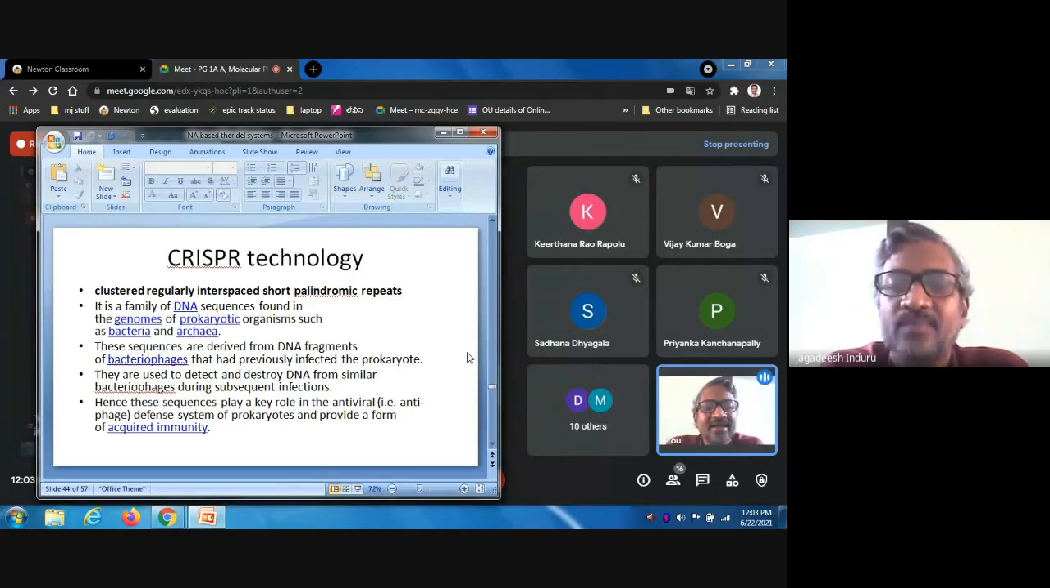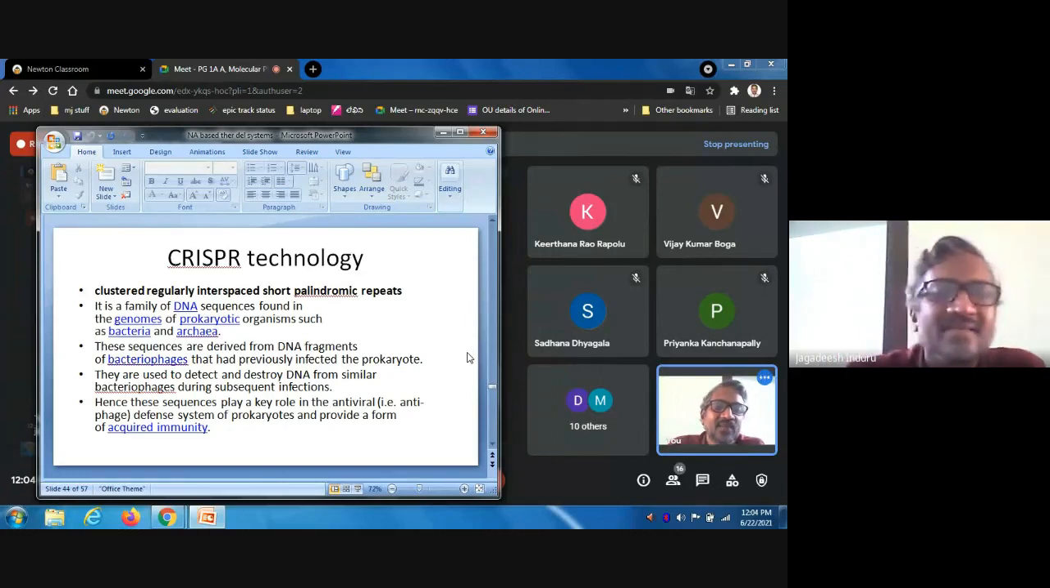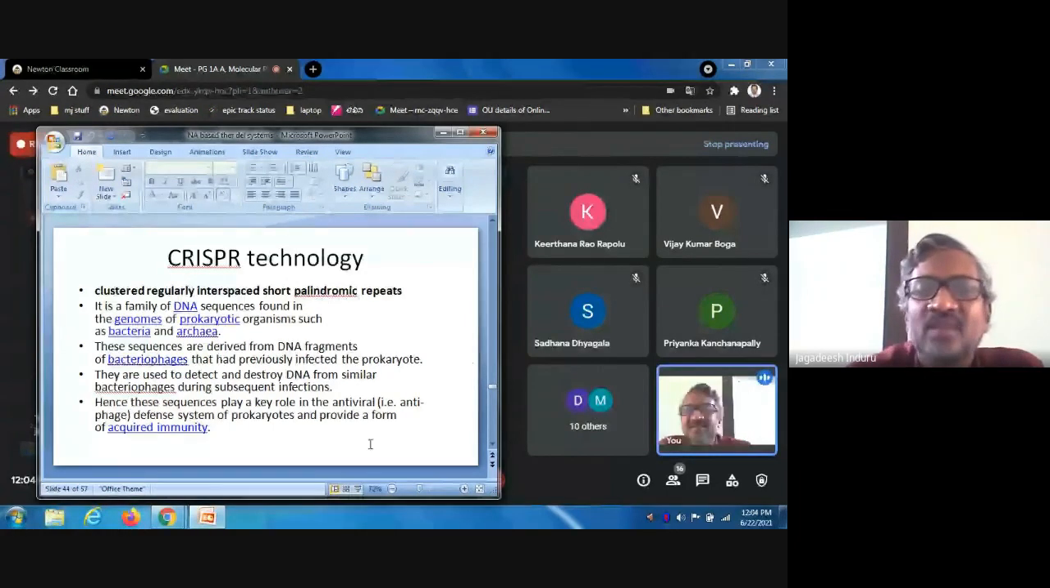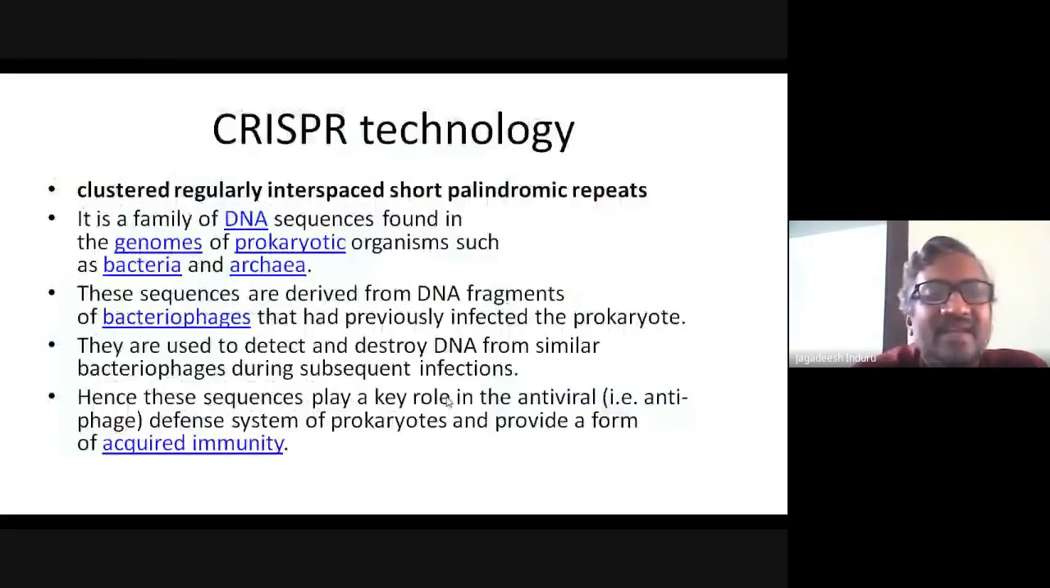So how are those repeated palindromic repeats made? They have a specificity to a particular virus. Hence these sequences play a key role in the antiviral, that is, defensive system of the prokaryote, and provide a form of acquired immunity to the primitive organisms. Even though it is primitive, it is present.